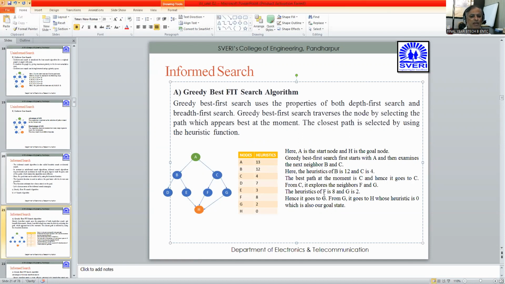Hence it goes to C, and it will explore F and G. What is F and G? F is 8, G is 2. So G तो 2 देखेगा, ये तो lowest path है, तो C से G में पहुंच गया, बराबर. So obviously heuristic path के हिसाब से F 8 है, G 2 है, so C से वो जाएगा G की तरफ और G से वो जाएगा H की तरफ because H 0 है. Hence we have achieved the goal state. This is called the greedy best first search algorithm.